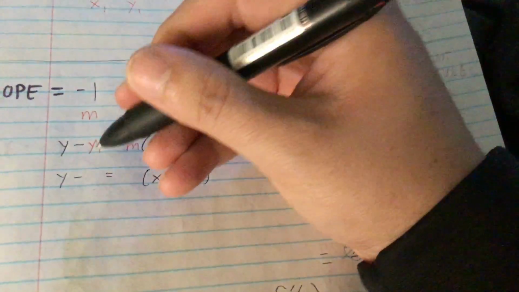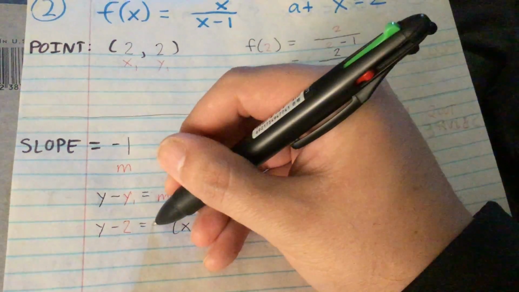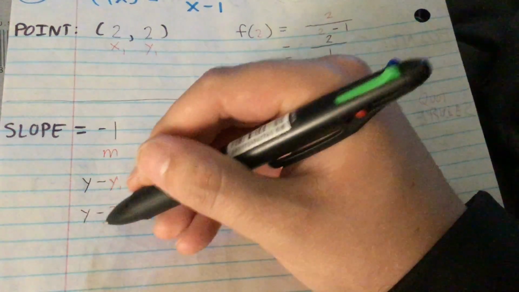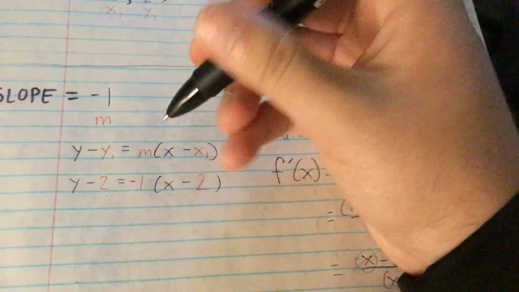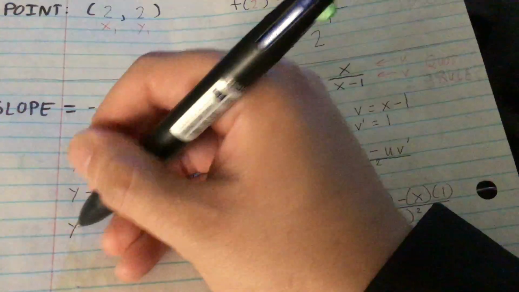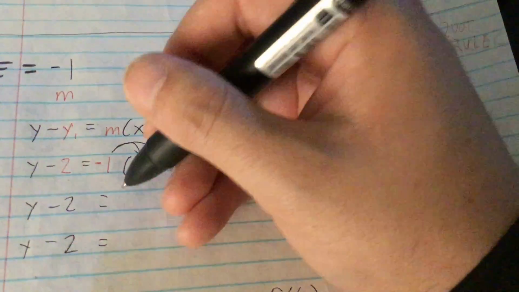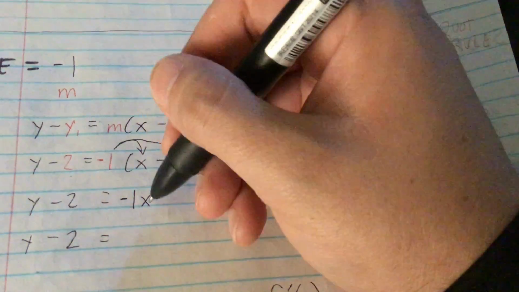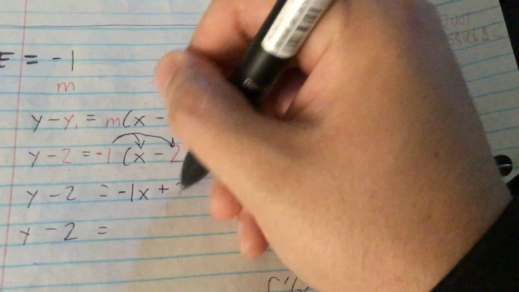So now, looking at my point, my y1 is 2, my m is negative 1, and my x1 is 2. Are there any double negatives for the y minus y1 or the x minus x1? Oh, thank goodness. Okay, so now I'm going to distribute the slope, leaving me with y minus 2 is equal to negative 1 times x, or negative 1x, that's fine. Negative 1x or negative x is fine, either way. Negative 1 times negative 2 is positive 2.